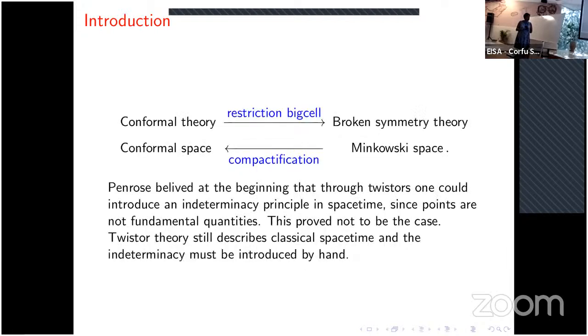In general, if I have a conformal theory, or a theory defined on conformal space, I can go to a theory that has a broken symmetry just by restricting to the big cell. Then it will admit other terms that break this conformal symmetry. And we will pass from conformal space to the big cell, and by compactification, we come back from Minkowski space to the conformal space. This is the formalism of twistors that were invented by Penrose, and he thought that it was a way of introducing a non-commutativity in space-time, a thing that proved not to be the case. The picture is still classical, and the non-commutativity or the indeterminacy should be introduced by hand.